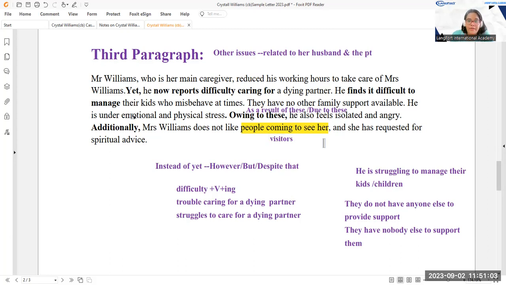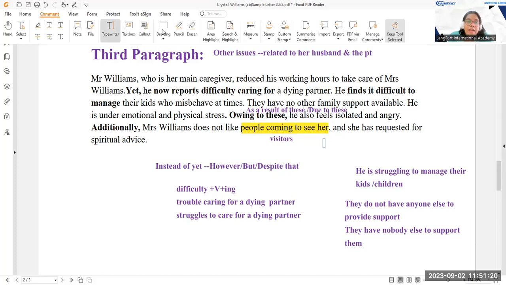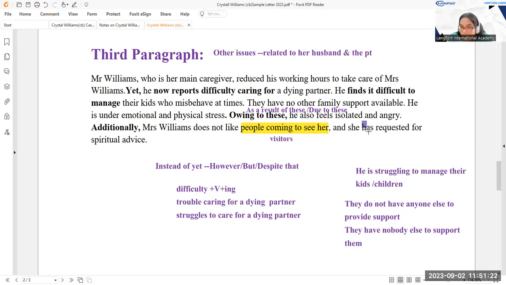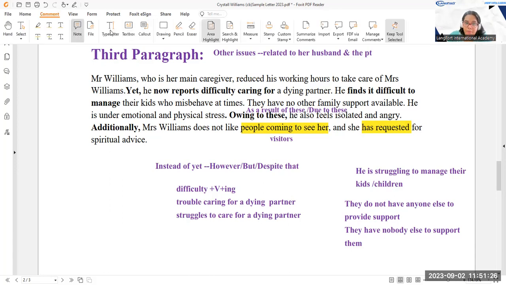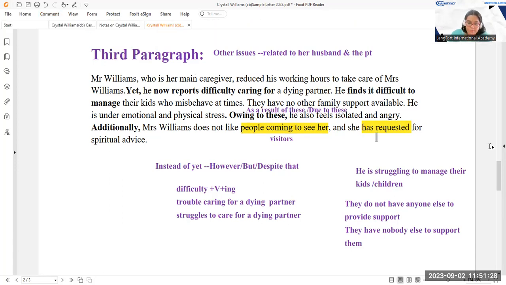All of you go through the paragraph. There were many problems related to the husband. So first I talked about the husband's issues. Then I'm saying, additionally, the patient does not like visitors, and she has requested for what? She has requested, present perfect, because we don't know when exactly she requested, but we know she has made this request. Okay.